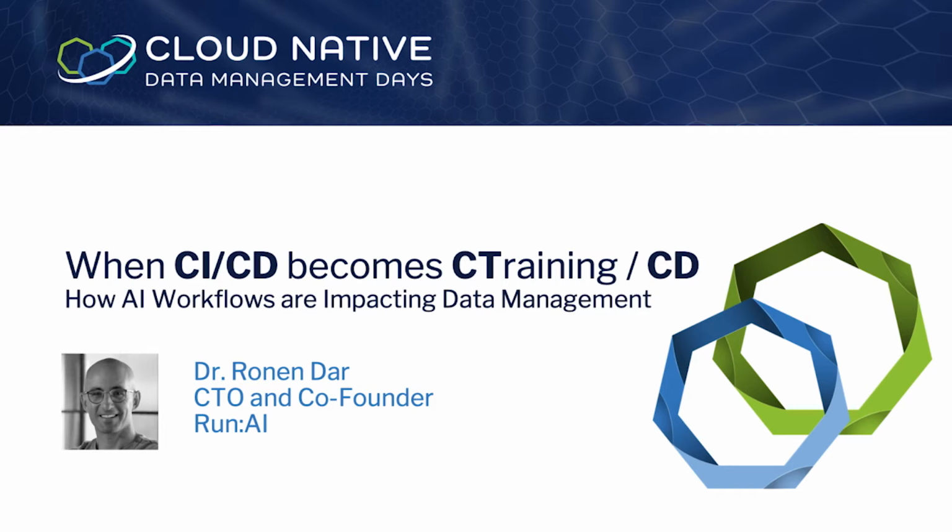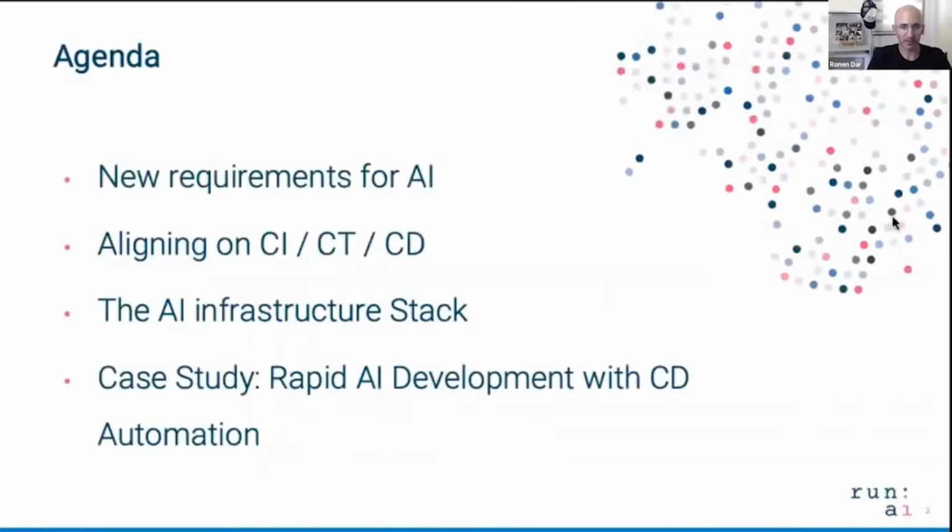In this talk, we'll discuss how AI development is different from traditional software development and cover new requirements for AI as it relates to compute and data management. We'll discuss a new concept called continuous training that has become important for CI/CD pipelines in machine learning deployments. We'll go over the required AI infrastructure stack and present a case study on rapid AI development with continuous training automation.